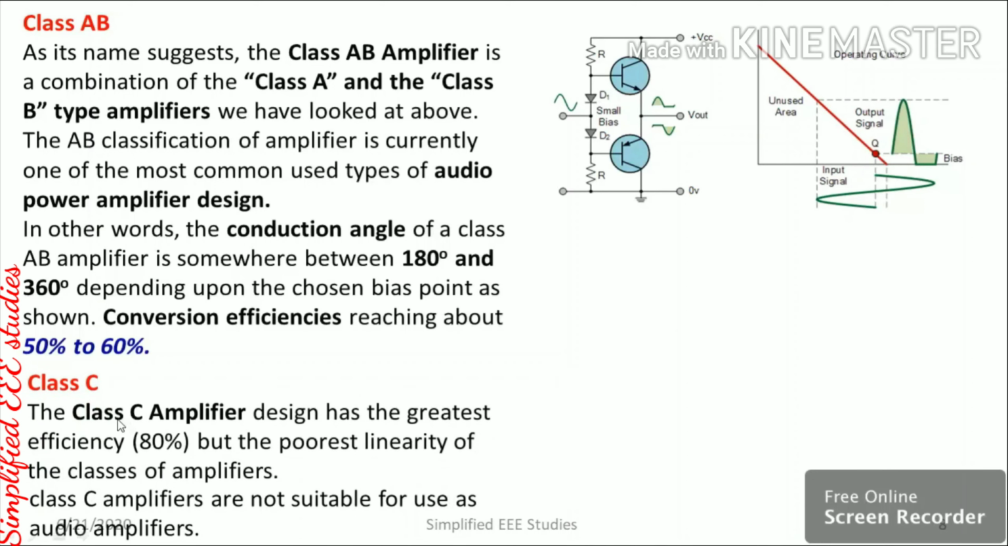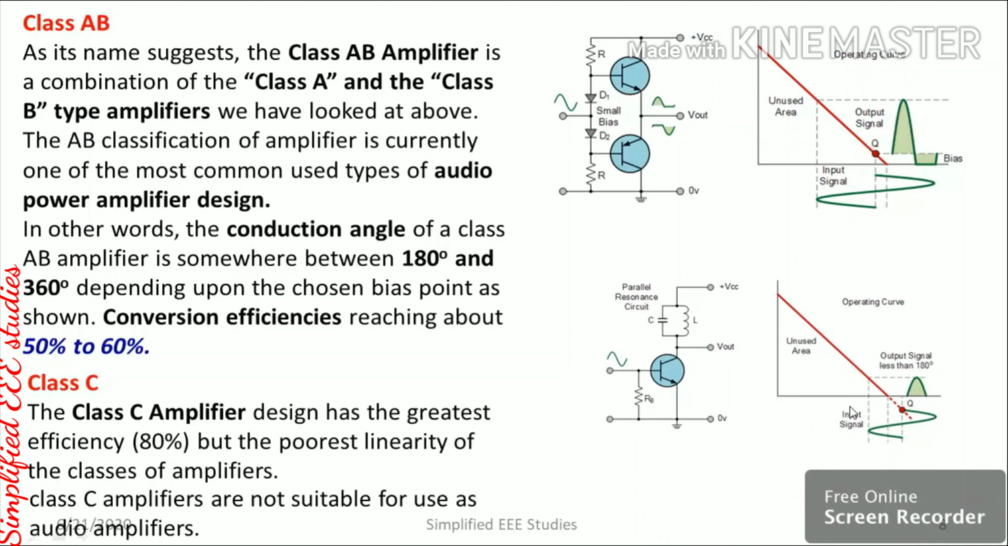Now moving on to the third type of amplifier, that is the class C amplifier. Compared to class A, class B and class AB amplifiers, it shows better efficiency, almost 80%. But it is not suitable for use as an audio amplifier. You can see the conduction cycle. It will conduct less than 180 degrees. So that's the peculiarity, and that's why it is not suitable for audio amplifiers. Any kind of questions can be asked regarding this classification.